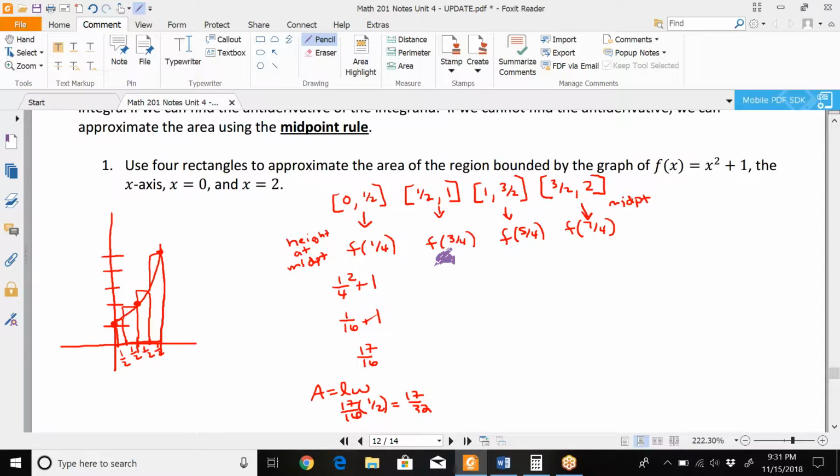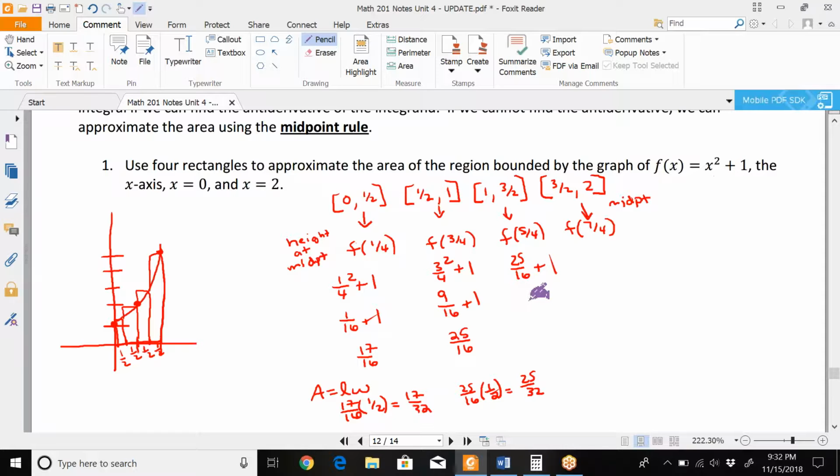Okay, let's do the second one. This is 3/4 squared, which means we square top and bottom. So that's 9/16 plus 1. 16/16 added to 9 would be 25/16. Then I'm going to do 25/16 times the 1/2 for the area of my rectangle there, and that would be 25/32.